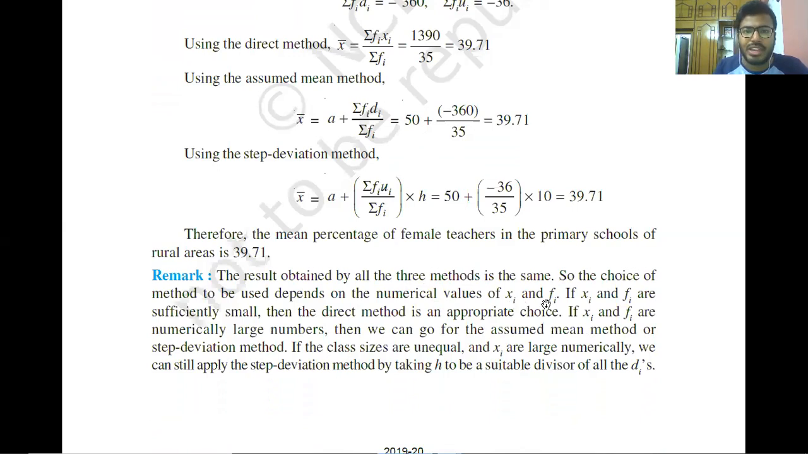Okay, अभी xi और fi का जो values होते हैं उसके ऊपर depend करता है. अगर xi और fi का value छोटे हो, if it is smaller, then which method is easier? Direct method is easier. Okay, अगर xi और fi का values बहुत बड़ा हो, if it is larger values, then which method will you use? Either you can use assumed mean method or step deviation method. It is according to whichever you find easy. According to me, step deviation method is much easier.